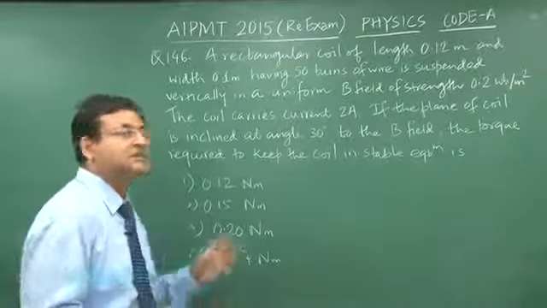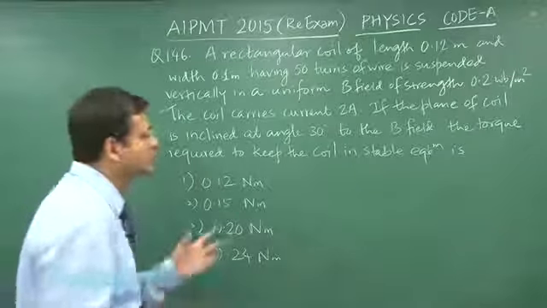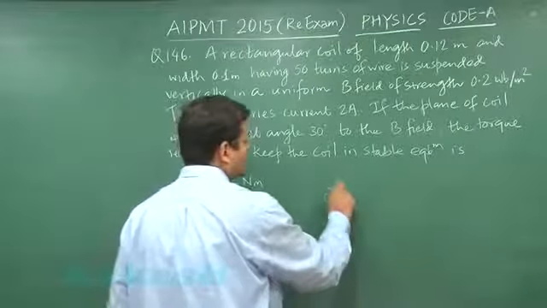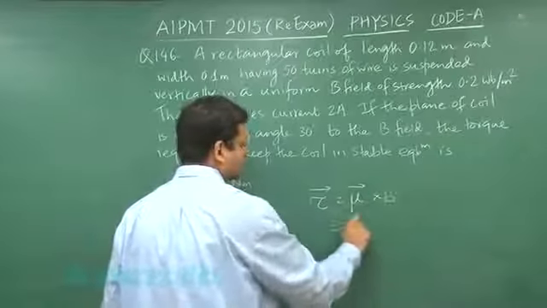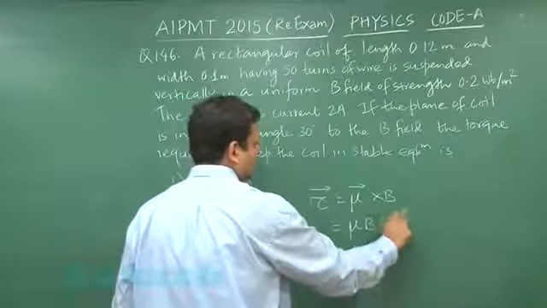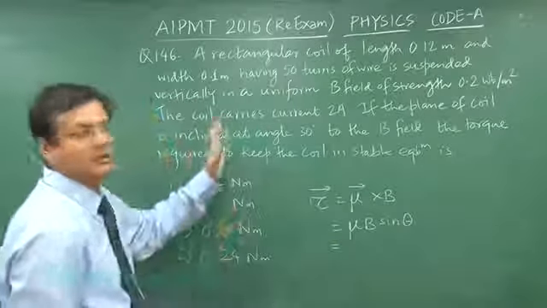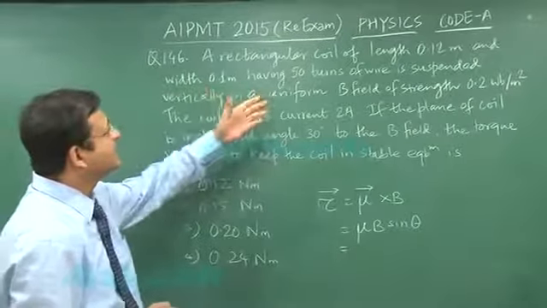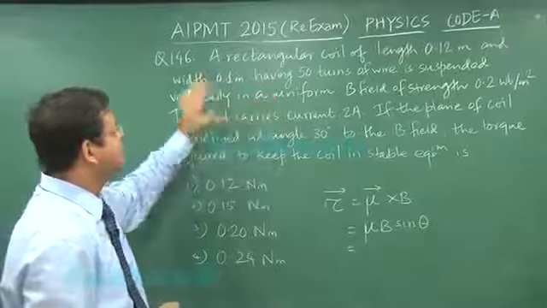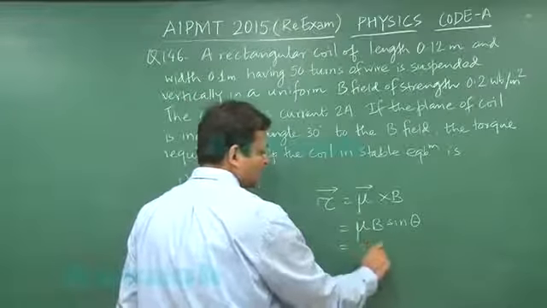Now in this next question, that is question 146, which is based on torque is equal to mu cross B. This is the formula you will be using in this particular expression, or you can say mu B sin theta. The main idea behind this question is that angle, what is to be taken here. You see, they have given you the dimension, length is so much and width is so much. So you see, mu is basically current into area, isn't it?